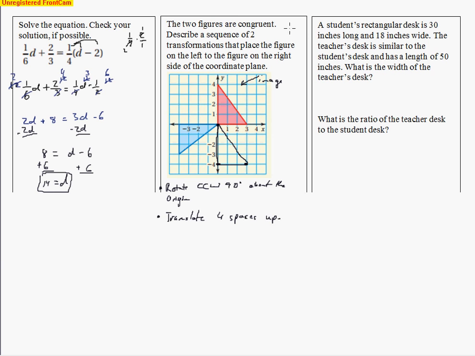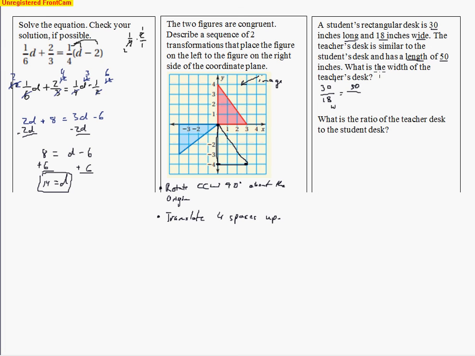Well, the last one here says the student's rectangular desk is 30 inches long by 18 inches wide. So 30 by 18. Now notice I put long on top, wide on the bottom. So L on top, W on the bottom. And so when I look at this, it says the teacher's desk is similar to the student's desk and has a length of 50 inches. So length on top.